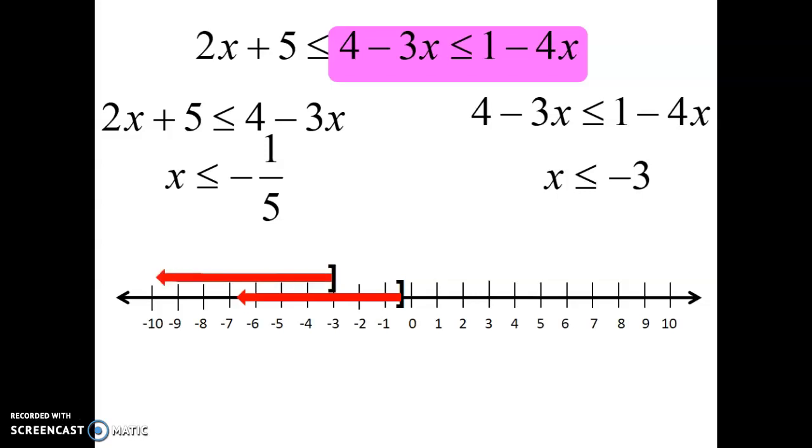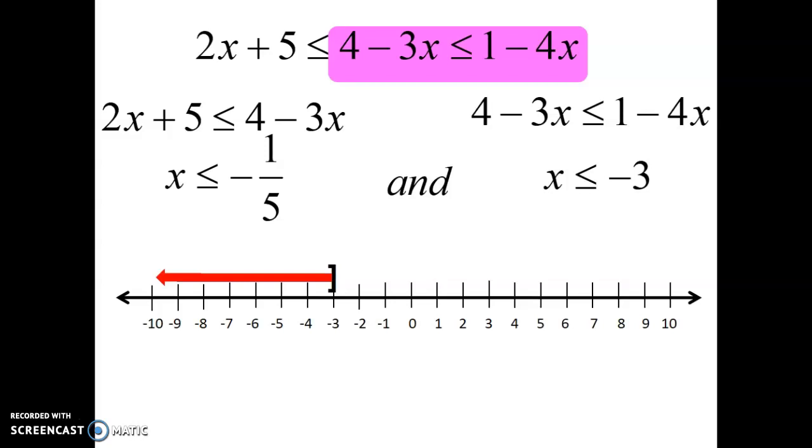Now, if you remember back a slide or two before, I said these were AND problems. So as an AND problem, this has to abide by all the rules of AND inequalities. And the rule for AND inequalities is we only care about where the two graphs overlap. That happens only starting at negative 3. So this part of the graph we don't care about because it's not where it overlaps. So at negative 3 going to the left is all the graph that we want, because that's where the two graphs are overlapping.